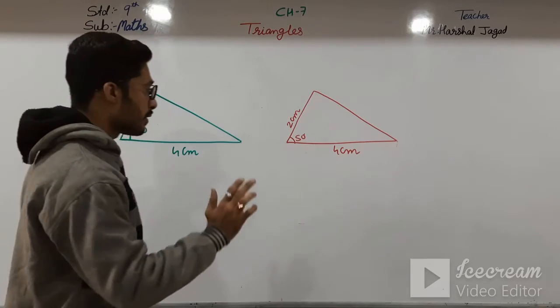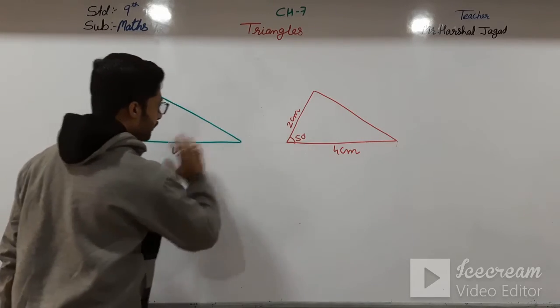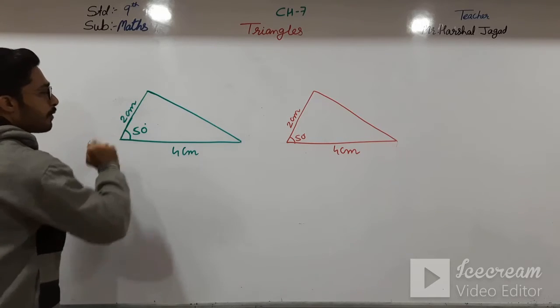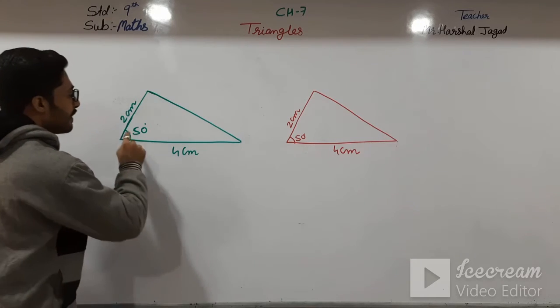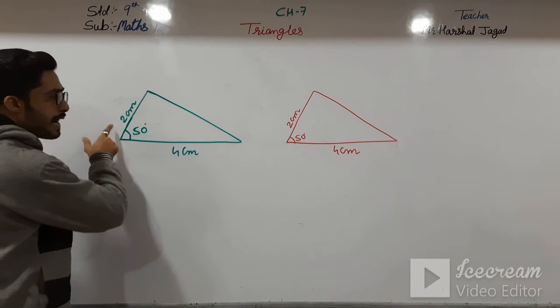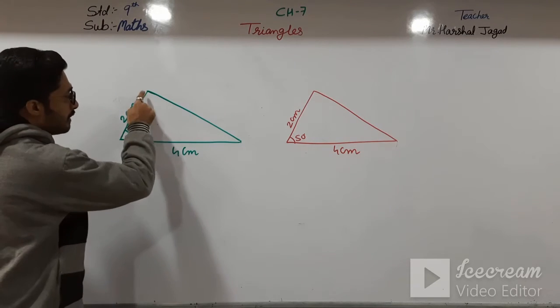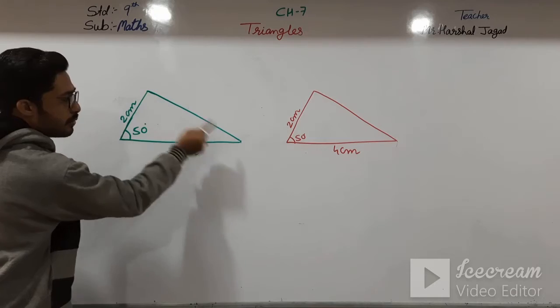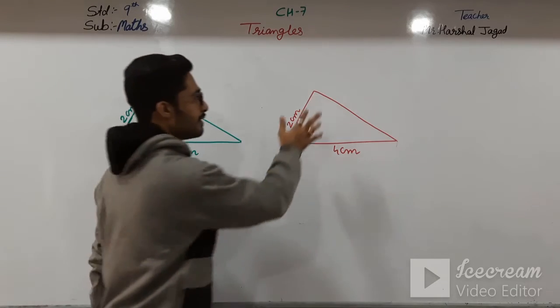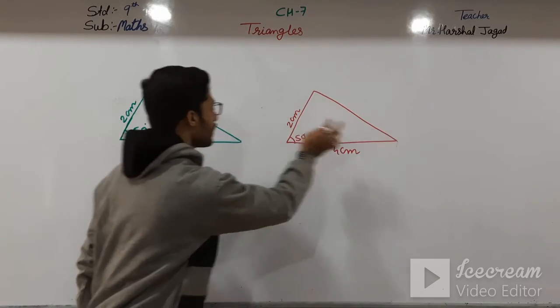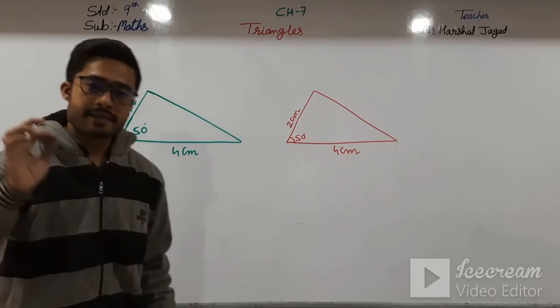Why? Because first of all the angle is same. Means from here we have to draw 2 centimeter only. And here the angle is same, here the side is same. Then the connection between these 2 points will be same only. Means this to this and this to this will be same only.